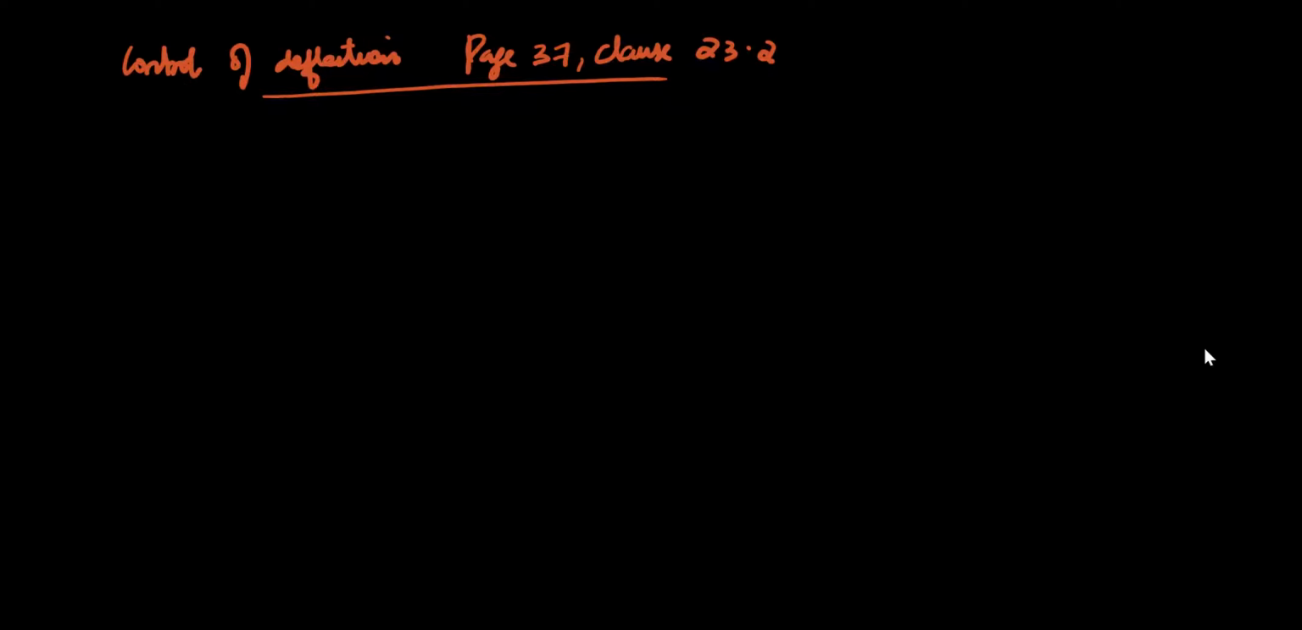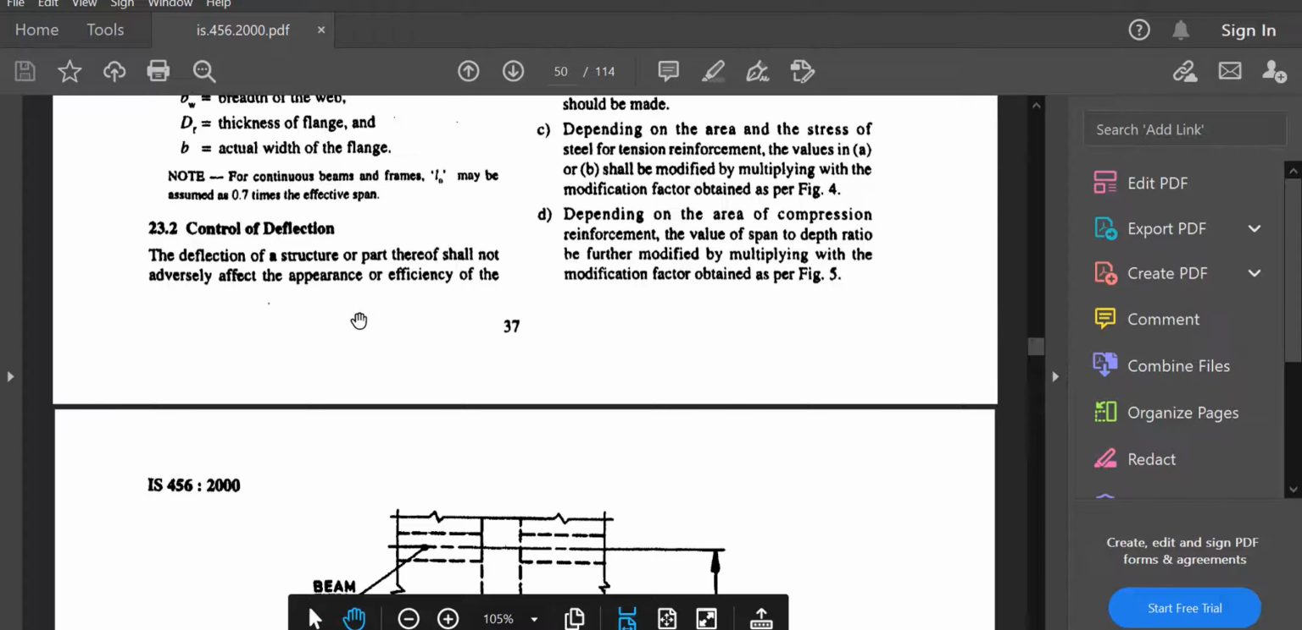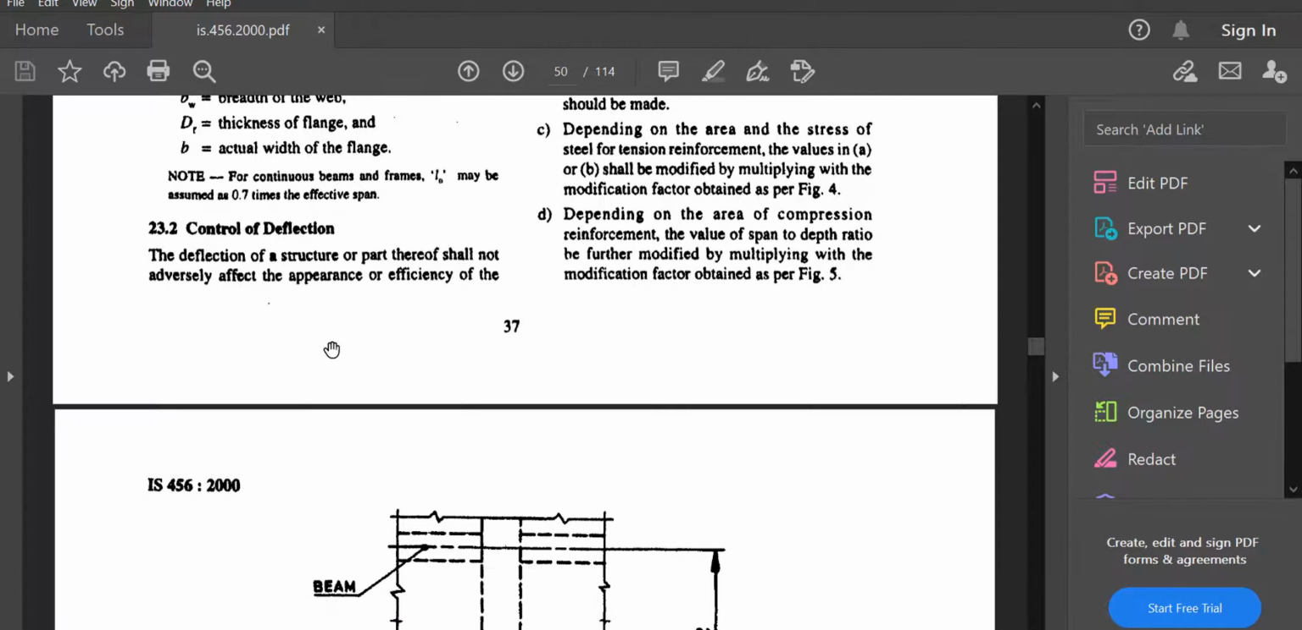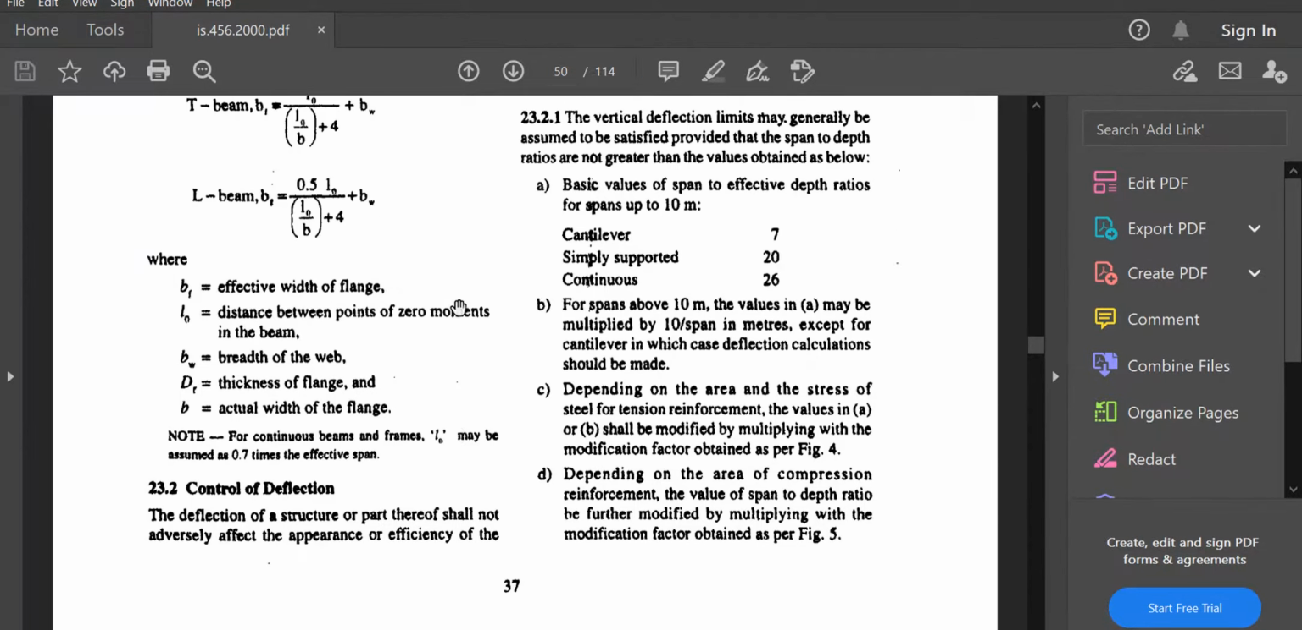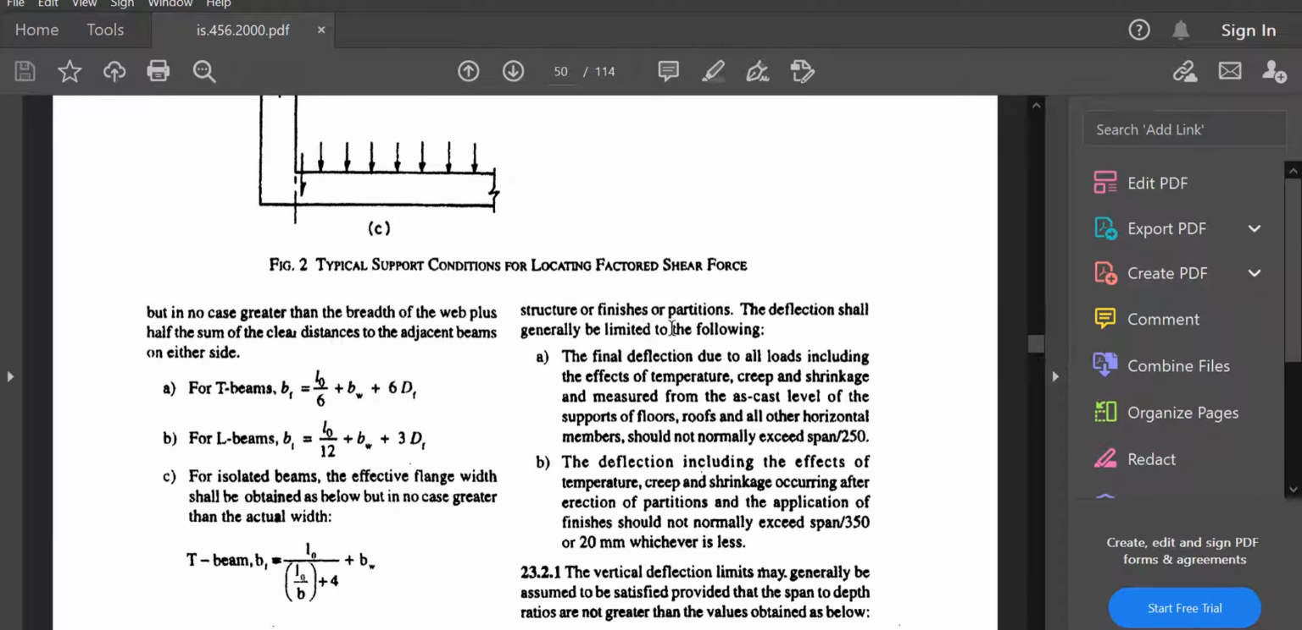That is, if we want to calculate the initial depth of the section, we will go for certain guidelines given by our IS 456 for the preliminary proportioning of the structure. That is given in clause number 23.2 of your IS 456. You can see in clause number 23.2, page number 37, control of deflection. That is, by providing certain depth we can control the deflection, and the exact value for deflection has to be calculated from Annex C. So here, the deflection of a structure or part thereof shall not adversely affect the appearance or efficiency of the structure or finishes or partitions.